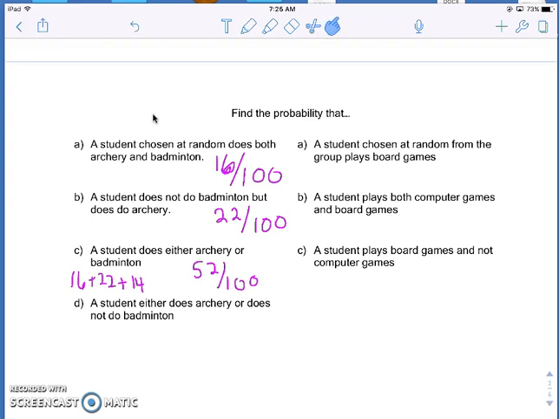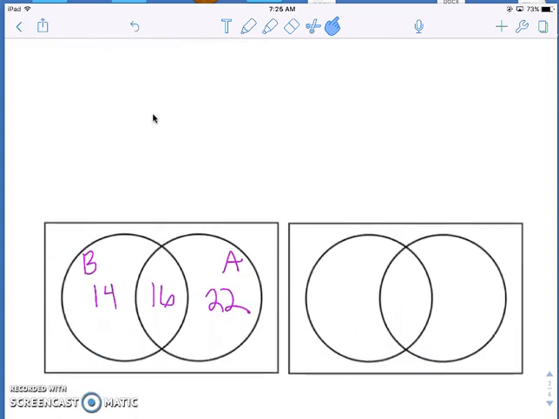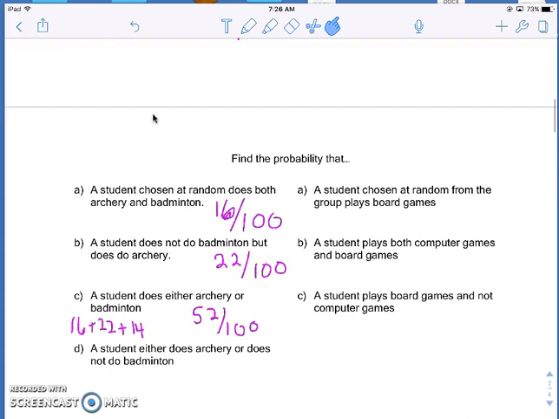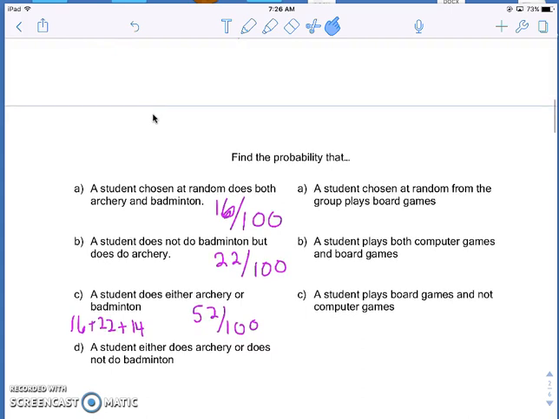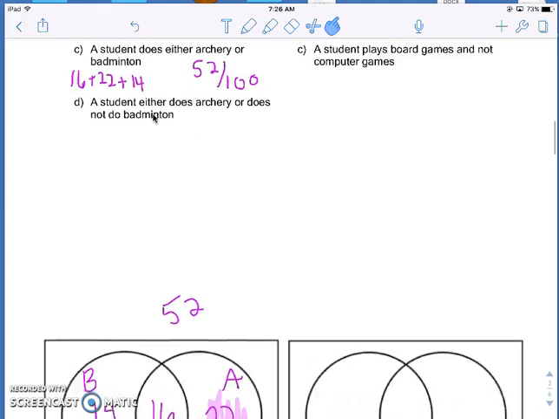And the last one, a student does archery or does not do badminton. So if we look at that again, was it and or does not do badminton. So we have these 22 right here, but there's a whole bunch of other students we haven't accounted for. If we look at our total here, 16, 26, 30, 40, 52 total, we still have quite a few students that don't do any of these. So there's 48 students out here that aren't in either circle.